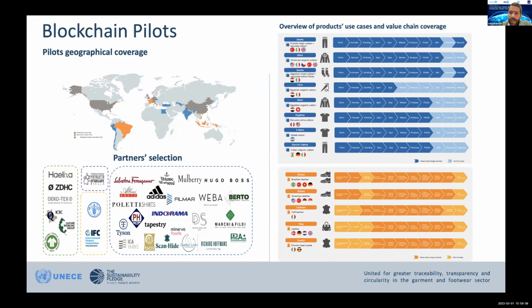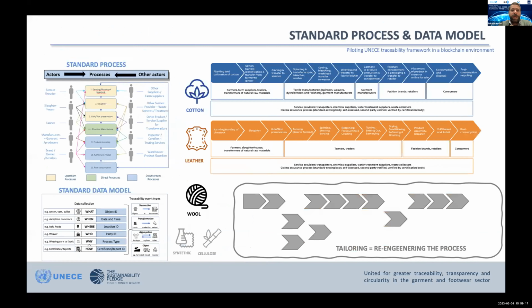We started with cotton and leather value chains. Now we're moving to wool and cellulose. And basically what we have been doing, starting from the business process analysis, so analyzing the type of processes involved in the value chain, you can see it on the left hand box, the data model, and the actors involved. We would take this framework and then tailor it to the specific use cases and firms.